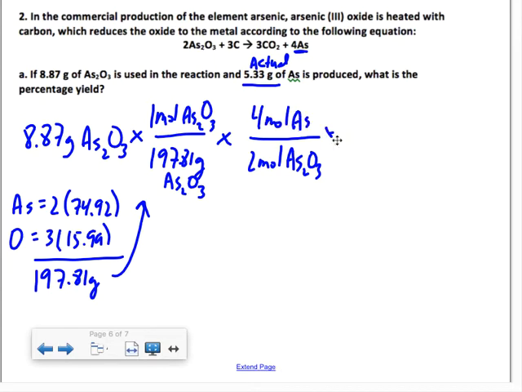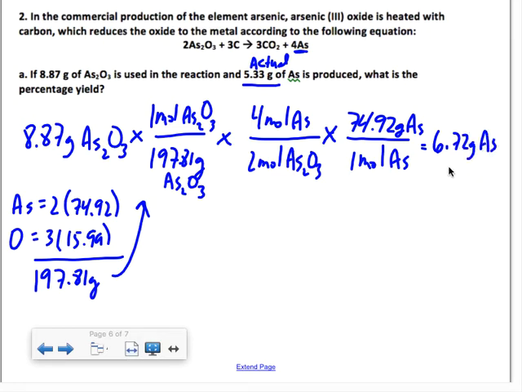All right. Now I'm in moles of arsenic, and I got to convert from moles to grams by multiplying by the molar mass. So 1 mole of arsenic is equivalent to 74.92 grams. All right, so now I can finally punch this into my calculator. 8.87 times 1 divided by 197.81 times 4 divided by 2 times 74.92 gives me 6.72 grams of arsenic. Now, this is my theoretical.